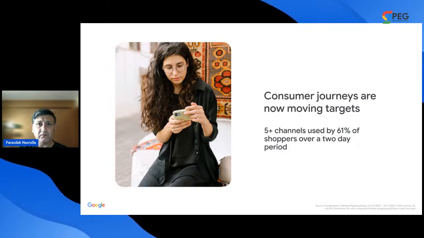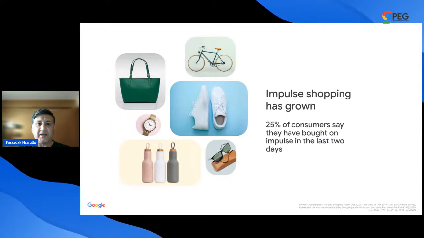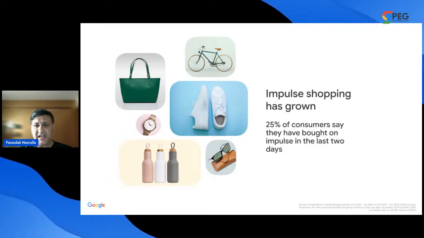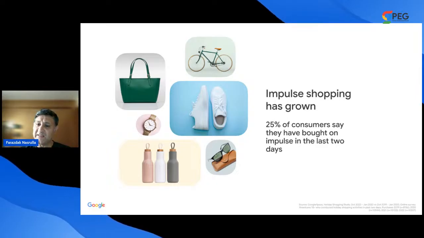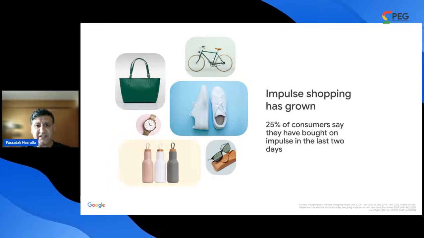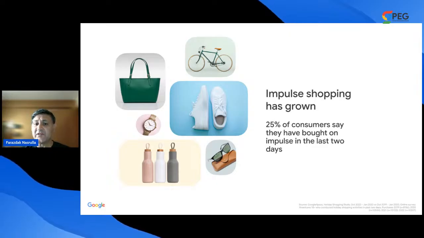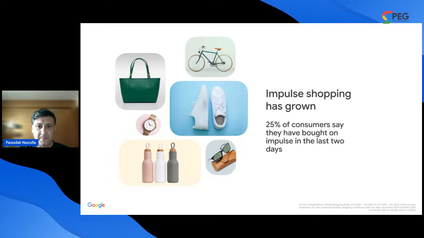Moving on to the next slide. Additionally, the same survey team found that 25% of shoppers have made impulse purchases, indicating a growth trend in unplanned buying behavior during the same holiday season. These impulsive and fickle consumer behaviors create a challenge for advertisers because it's difficult to predict where and when a consumer will be receptive to their message. That's where Performance Max comes in handy.